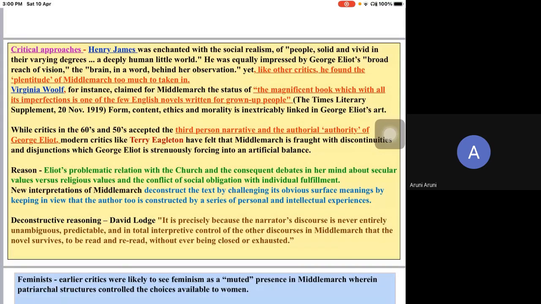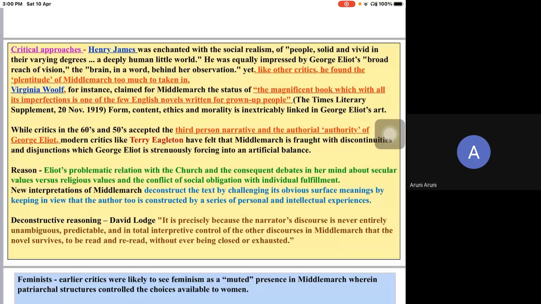Now, from a deconstructive angle, this critic called David Lodge said that this is part and parcel of how we interpret the text, right? When the new interpretations of Middlemarch came into being, they started deconstructing the text by challenging the surface meanings, keeping in view that the author is also constructed by a series of personal and intellectual experiences. So no author writes in a vacuum.